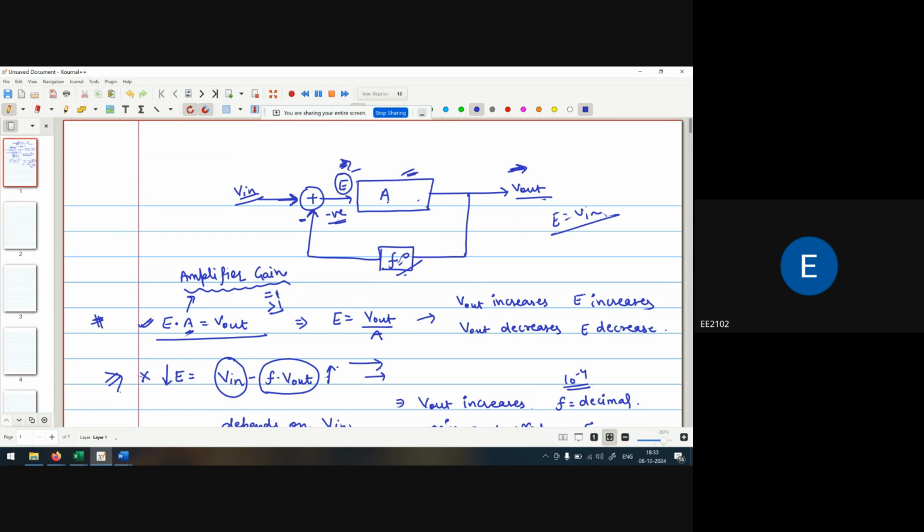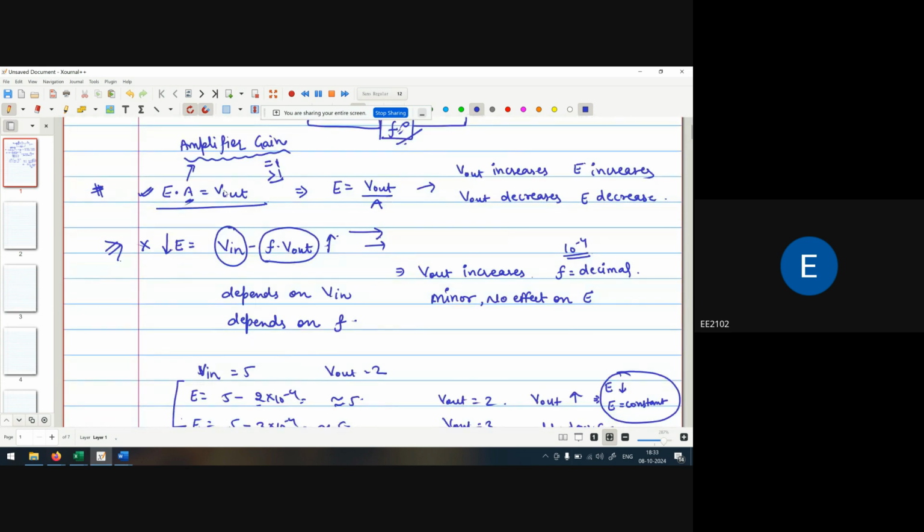We have to calculate this equation for calculating the gain of the system, but we can't say that feedback is required every time. So the value of f is not defined.